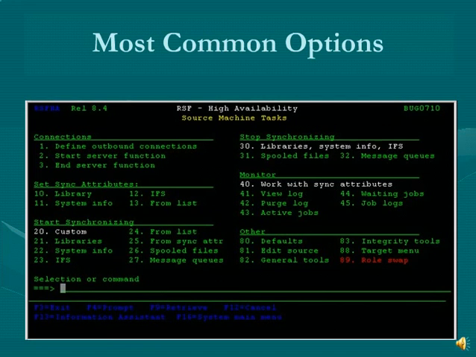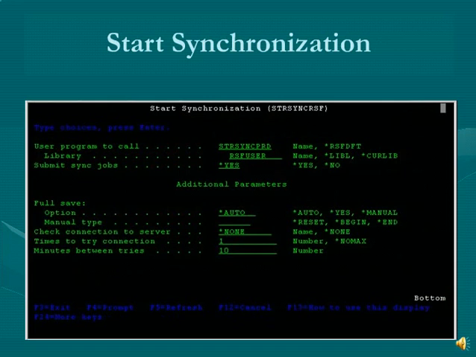The next option we will often use is 20 to start replication. There are other options, 21 through 27, that let you start synchronization for one or more libraries, IFS directories, etc. But the custom start option, 20, is the one you will use most often because it starts replication exactly the way you want for the complete set of libraries, IFS directories, and system information that you want to replicate. Here you see the command prompt for the customized starting of replication. Note that the command names a user program to call. More about that in a bit.